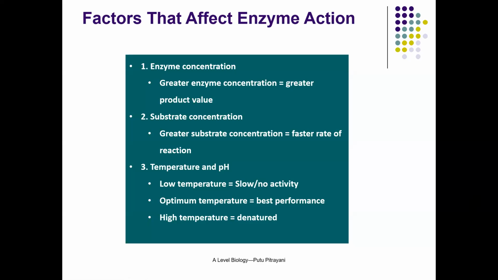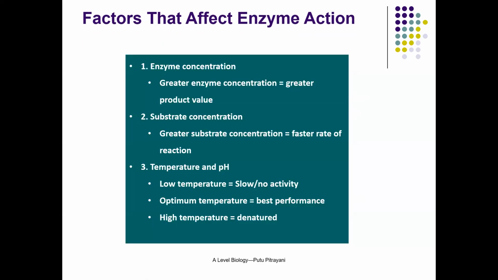And then the next lesson about enzyme, I would like to explain which factors affect enzyme action. There are four factors that can affect the activity of the enzyme. The first is the concentration of the enzyme itself. Number two is the concentration of the substrate in the chemical reaction. And number three is the temperature and then the pH of the reaction.